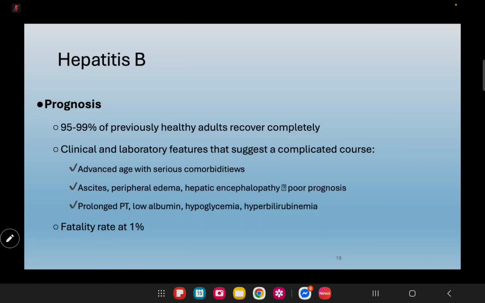And why would there be hepatic encephalopathy? It's because of the ammonia level, no? Ammonia that is not processed by the liver to become urea. Also, hypoglycemia, because as you know, some glucose, through glycogen, is stored in the liver. And hyperbilirubinemia, because the liver processes the bilirubin. So if you see these manifestations, that would mean that the liver is really failing. This is the liver function test. The fatality rate in acute hepatitis B is approximately just 1%, but higher for those with underlying illness.